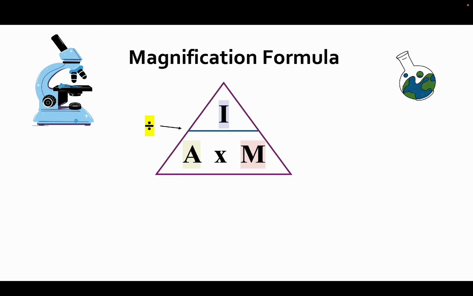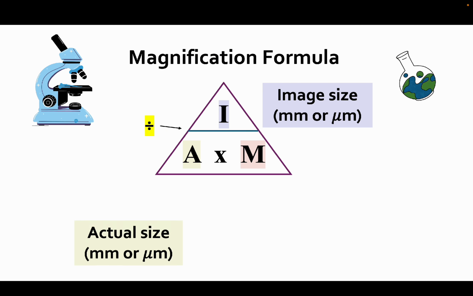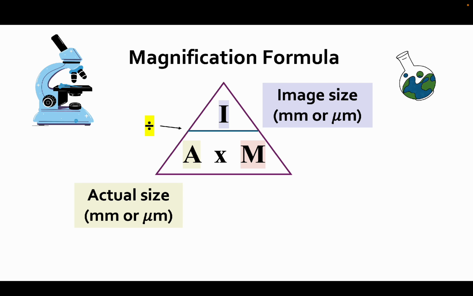Let's have a look at the magnification formula. A really simple way to remember this is I am. That's literally how I remember it. I call it I am. So I over here means your image size. This is usually in millimeters or micrometers. A is actual size, and similar to the image size, you tend to find them in exam questions in millimeters or micrometers. And then finally, M stands for magnification. There's no units for the magnification because your image size and your actual size should have the same units and therefore cancel out.